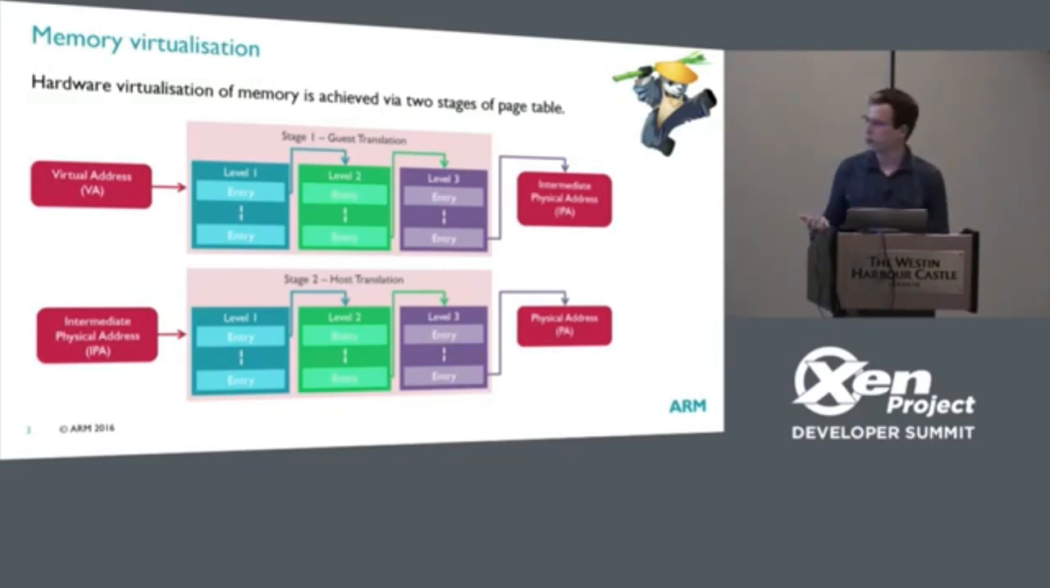when you have a hypervisor, so with virtualization, you have two stages of page table. Stage 1 is the page table for guest translation, going from a virtual address, through different levels, to an intermediate physical address. This is the physical address viewed by the guest. After that, this address is fed to the stage 2 page table, which is handled by Xen, where it is translated to the host physical address. So this is a two-stage process.